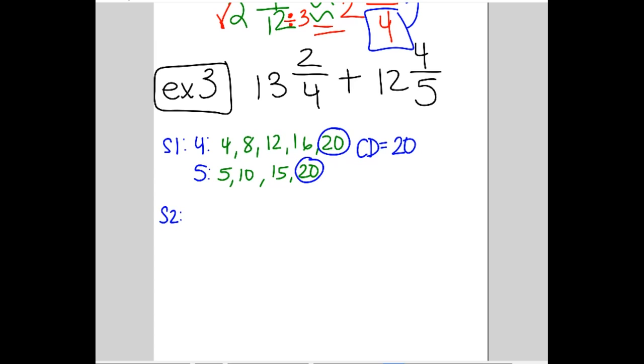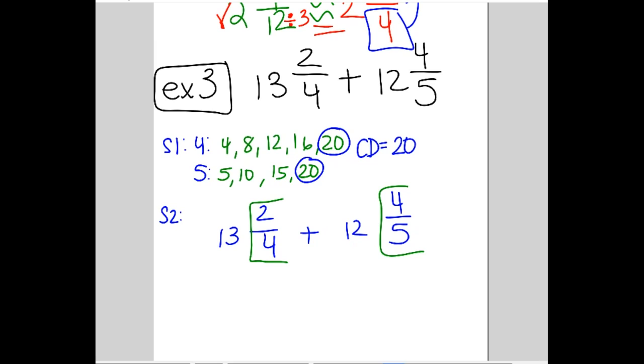I know in this case, we're changing both of these because neither of those denominators are 20. So I know I have to change both my denominators. So let's go ahead and rewrite our original fraction. So I have 13 and 2/4 plus 12 and 4/5. And let's start our changing. All right, we look at the fractions. Never forget, we're only looking at the fractions when we're making our equivalent fraction. That's why it's not called make your equivalent whole number. It's make your equivalent fraction.